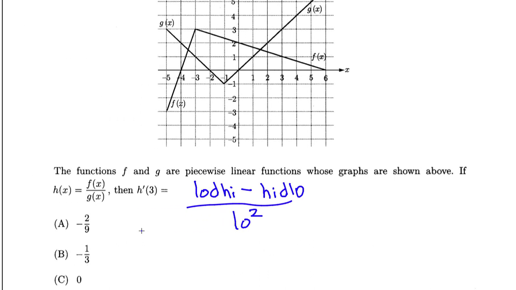All right, so that means I need a derivative of the top. I need an f prime. I need an f.